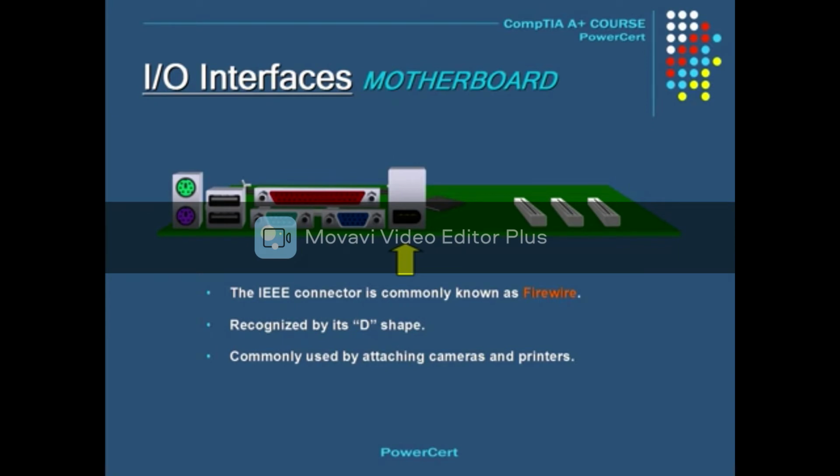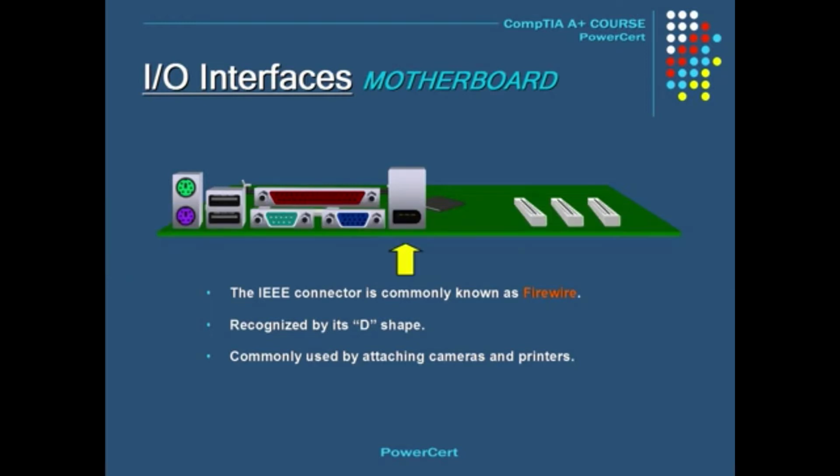But FireWire is not as popular as USB. That's why on a modern motherboard today, there might not be any FireWire ports. Or if there are, you might find 1 or 2. And FireWire has a transfer speed of 400 megabits per second.